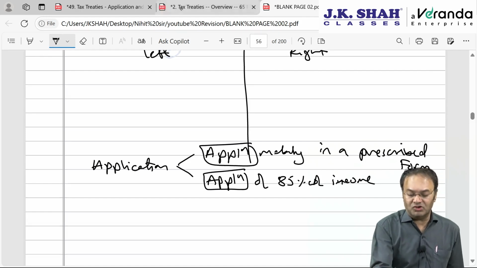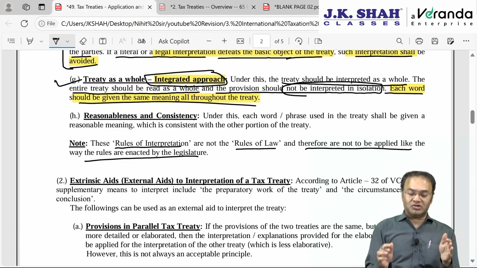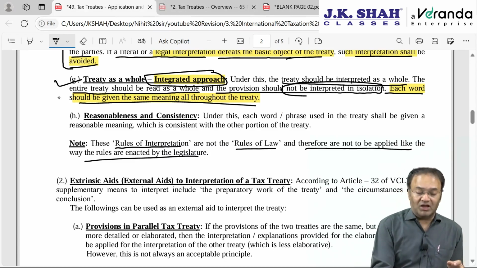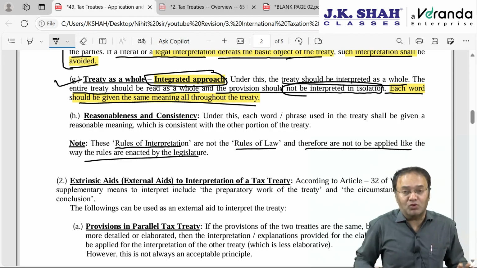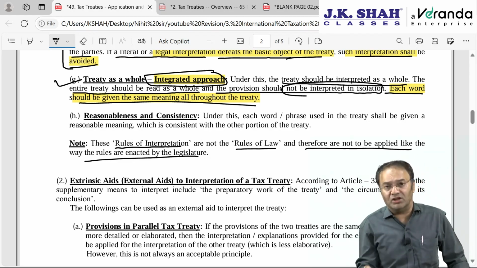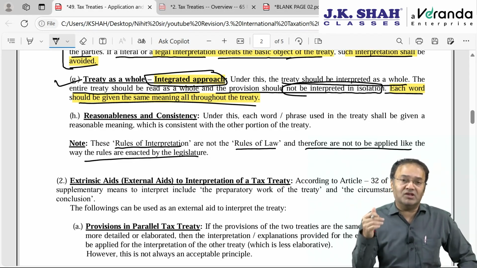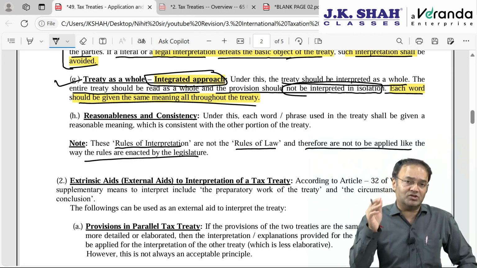So when the same word is used twice in the same chapter or in the same treaty with different meanings, that should be avoided while entering into a treaty. And the same thing should be avoided by our government also while making the law. Number of years back, when this charitable trust chapter was introduced, at that time the government should have taken care.